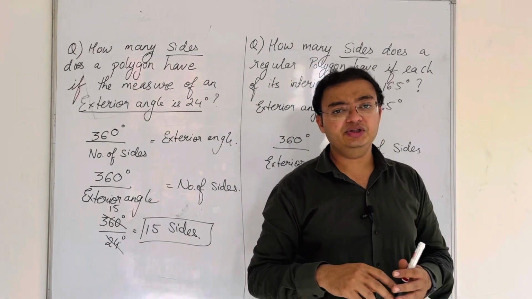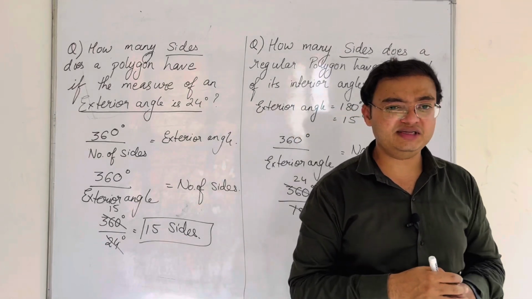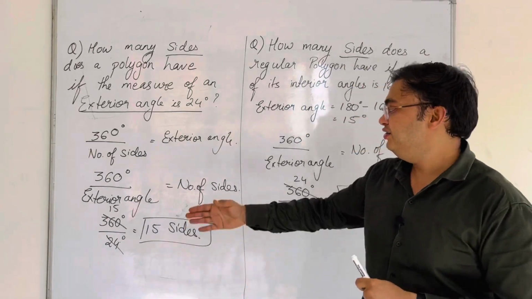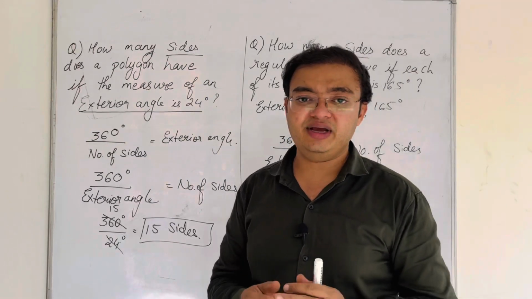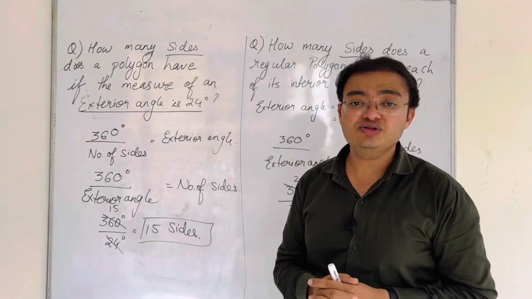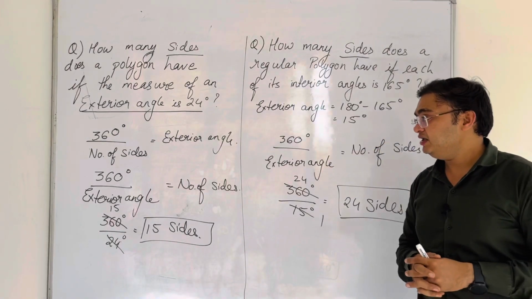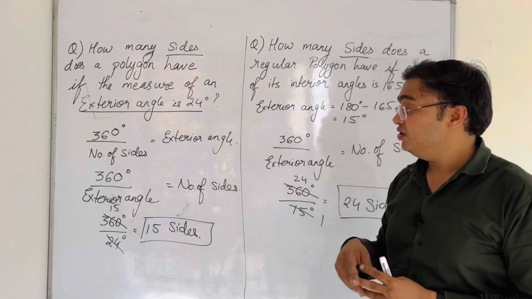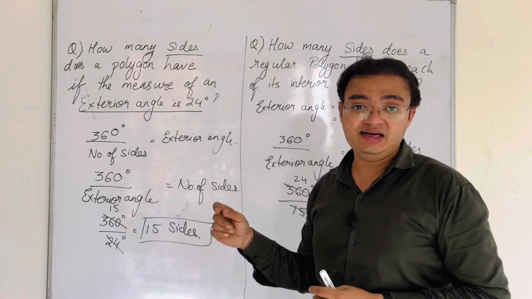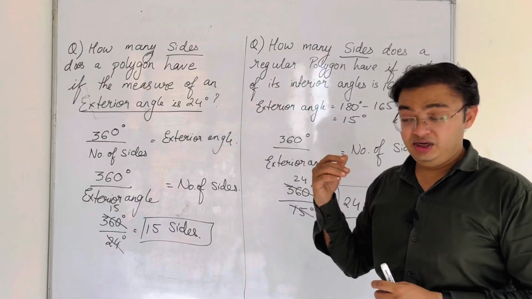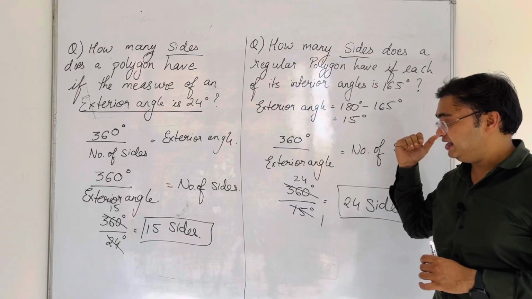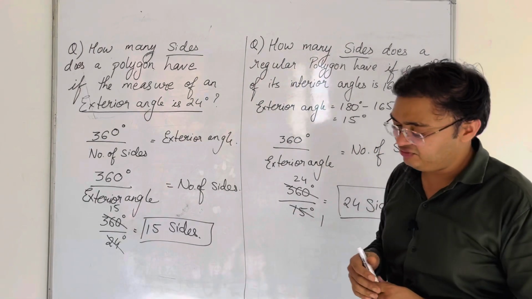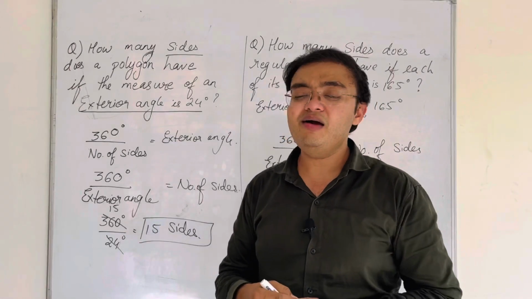So I hope the method to find the number of sides or an exterior angle using the formula 360 degrees upon number of sides equals exterior angle is useful to you. But remember one thing, this formula is only used when the exterior angle is given to you. If it is not given, from the interior angle we can find the exterior angle, and surely we can use it in this formula to find the number of sides of a polygon.